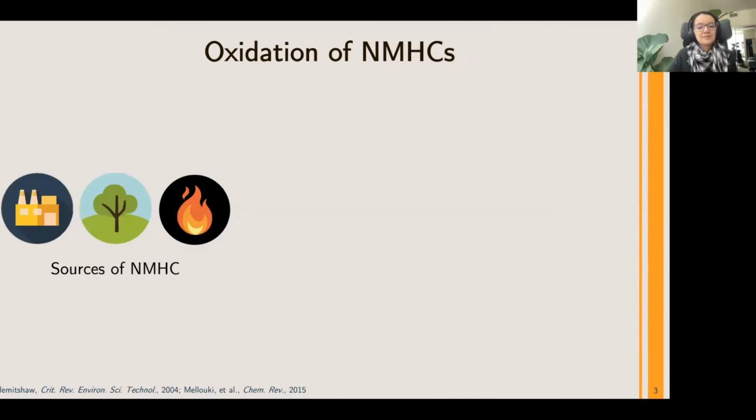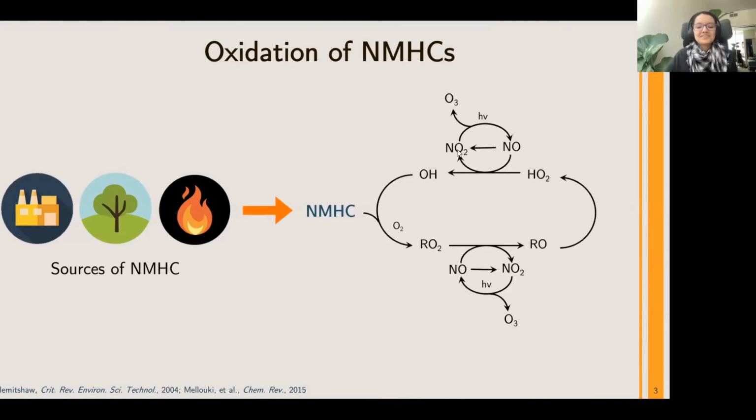There are many ways that non-methane hydrocarbons can enter our atmosphere. They can be emitted by anthropogenic sources such as fossil fuel combustion and agriculture, as well as through natural or biogenic sources such as plants and wildfires. But regardless of where they originate from, when these hydrocarbons enter the atmosphere, they're essentially entering what can be considered a low temperature combustion engine, which ends up oxidizing these hydrocarbons on the time scale of hours to days.